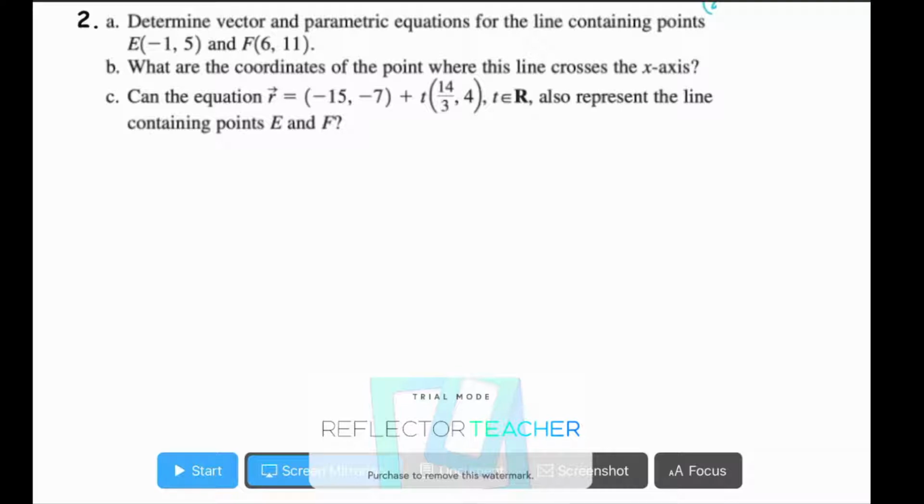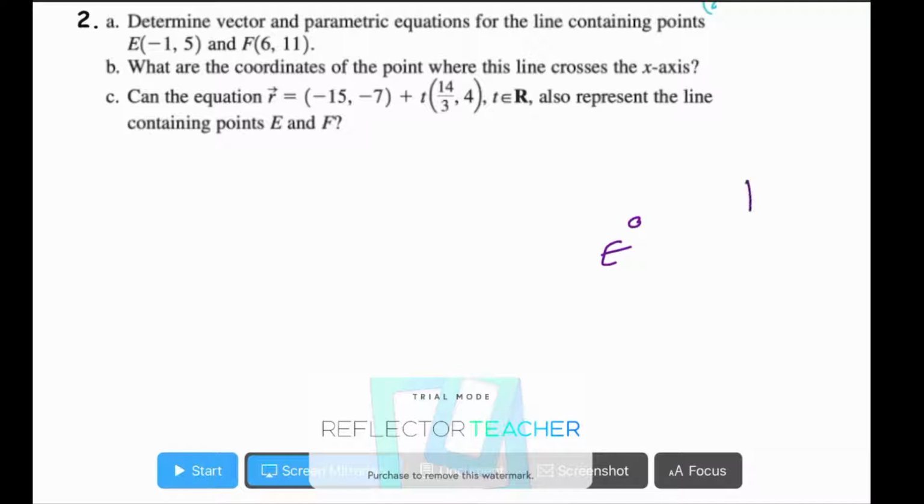And can the equation r = [-15, 7] + t[14/3, 4], where t is an element of the real numbers, also represent the line containing points E and F? Well, let's take a look at this one piece at a time. First of all, I'm going to find the direction vector.